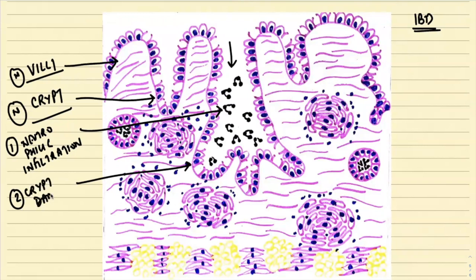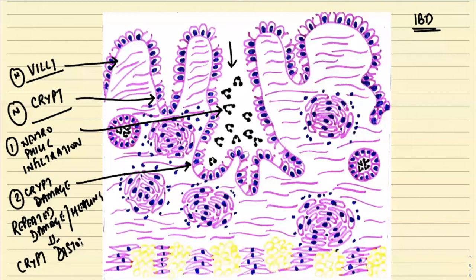Now this cycle of crypt damage goes on. There will be damage, there will be healing, so there will be repeated cycles. This repeated cycle of crypt damage and healing is going to lead to what is called, what is the term that we use? Yes, it will ruin the crypt. This will lead to what is called crypt distortion. The crypt has become distorted. Can you appreciate the shape of the crypt? It has become bizarre, abnormally shaped, and there is crypt dilatation. The crypt has become distorted and dilated.